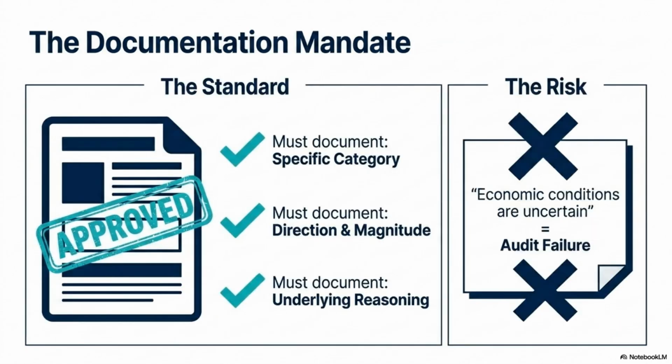Every Q factor adjustment carries a documentation mandate. You must document the specific category of the adjustment, the direction and magnitude of the change, and the underlying reasoning that supports your conclusion. A statement like "economic conditions are uncertain" will not survive audit review. Auditors and regulators expect specificity. For example: the unemployment rate in our primary market rose from 4.2% to 6.1% over the past 2 quarters, which we estimate increases loss rates in this pool by 15 basis points. That level of detail is what passes the standard.